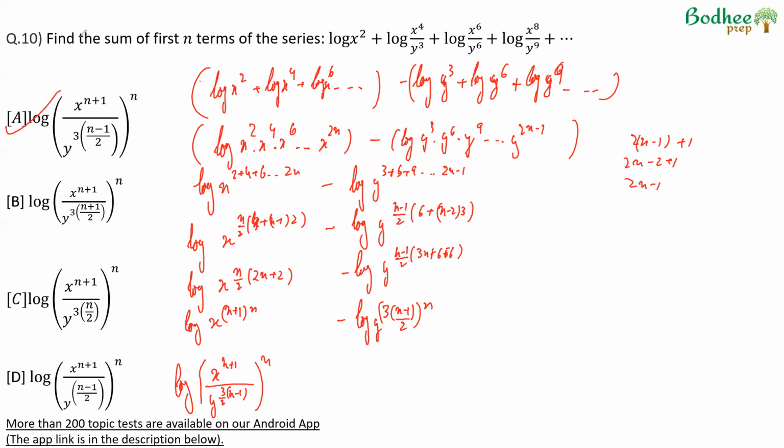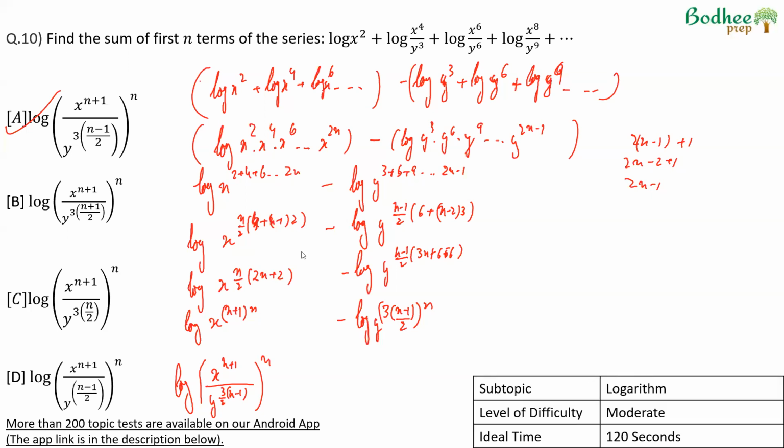Again, I'd say this is a moderate to difficult level of question. Splitting the terms and then ensuring that the terms in y have n minus 1 terms is the challenge here. So moderate, about 2 to 2.5 minutes to solve.